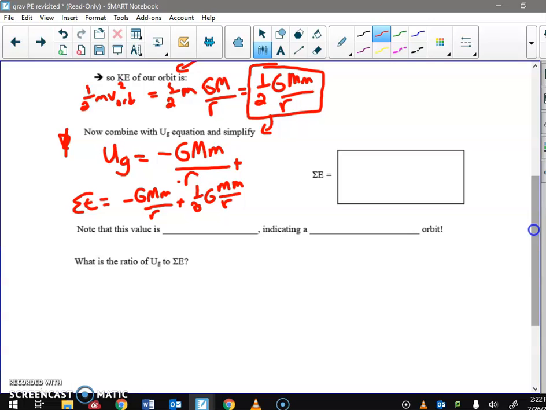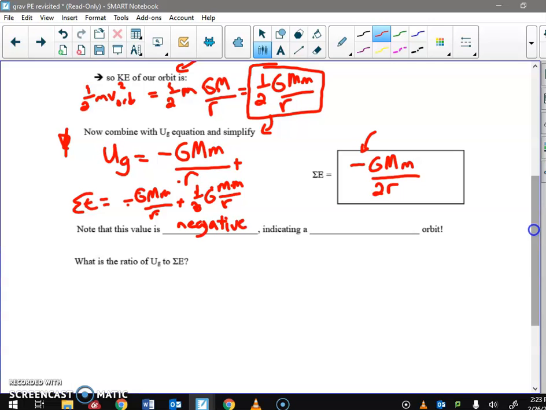And so I have G mM over r in both terms. This has a positive half. This is -1. So -1 plus 1/2 is -1/2. So it's nothing more than negative G mM over 2r, or negative 1/2 G mM over r. Now, this is important. That negative value is telling us something critical. Note that the total energy is negative.